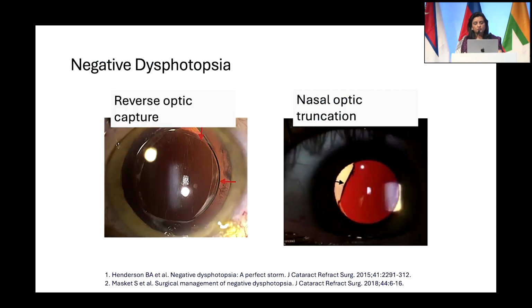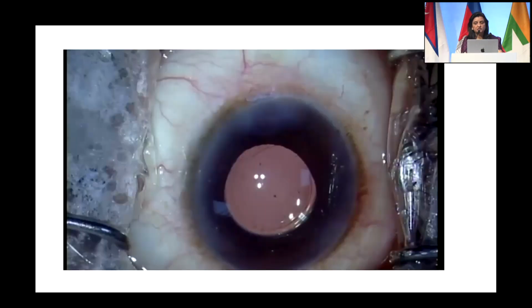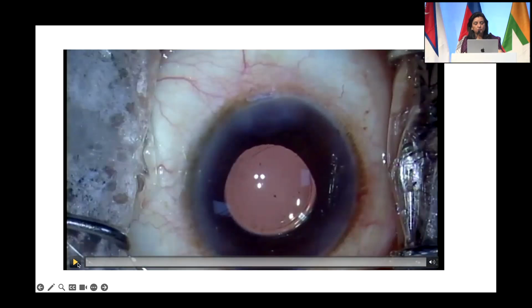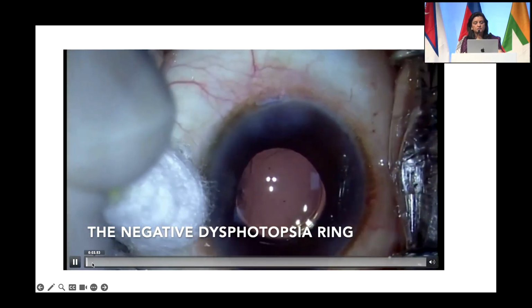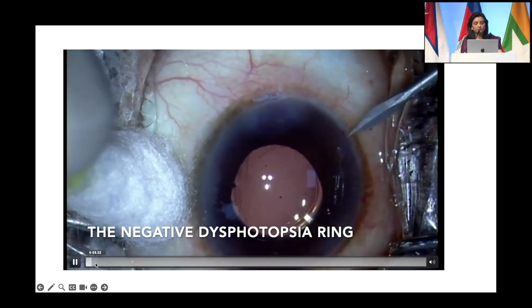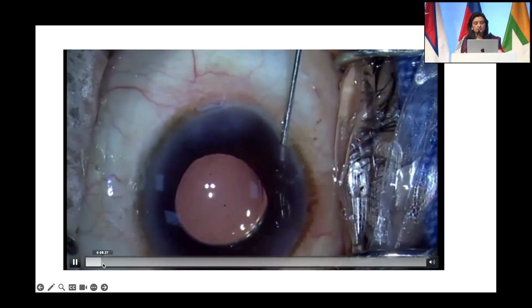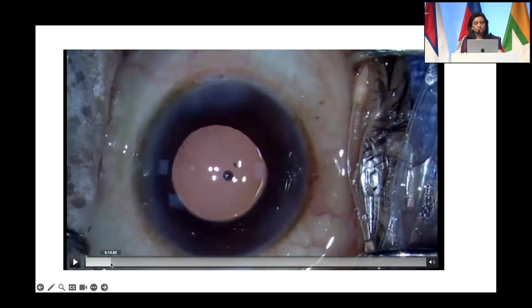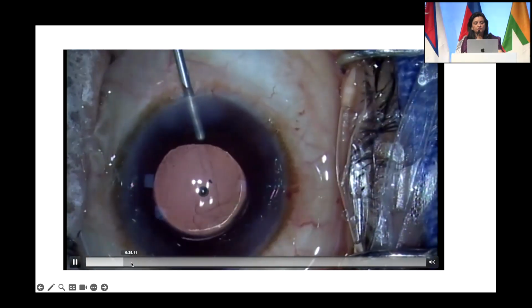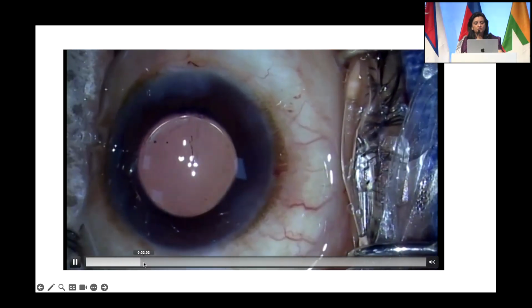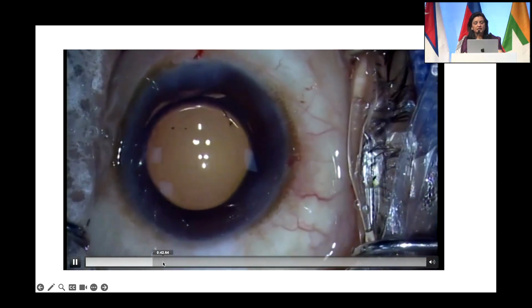Apart from this, reverse optic capture can be done, or nasal optic truncation has been designed, or alternatively you can even change the position of the lens, and it can sit in the horizontal orientation rather than the vertical orientation, where it will cause less dysphotopsia. Now this is the negative dysphotopsia ring which is being implanted. So basically in this the pupil is dilated first, and this is subsequently followed by the negative dysphotopsia ring.